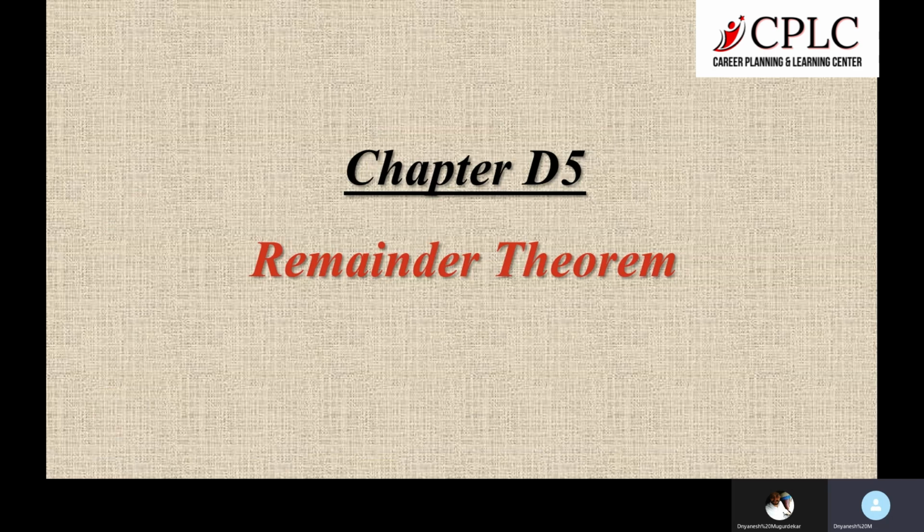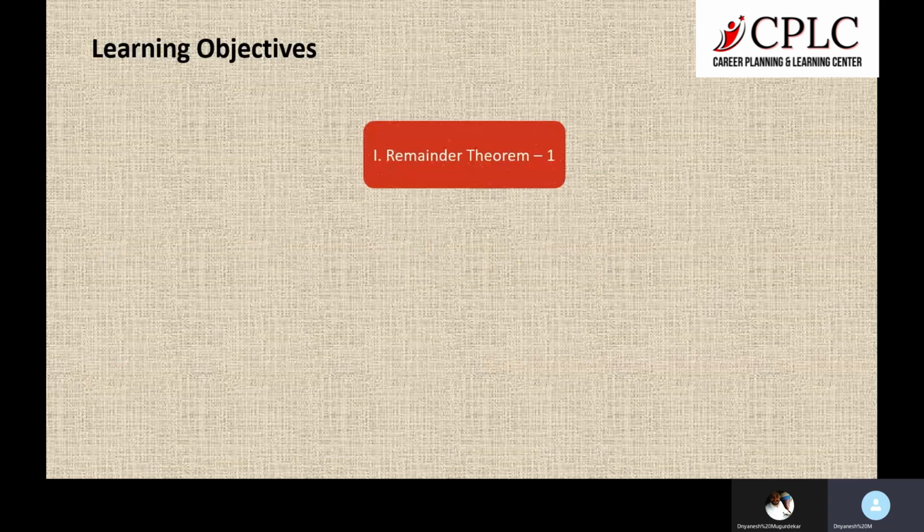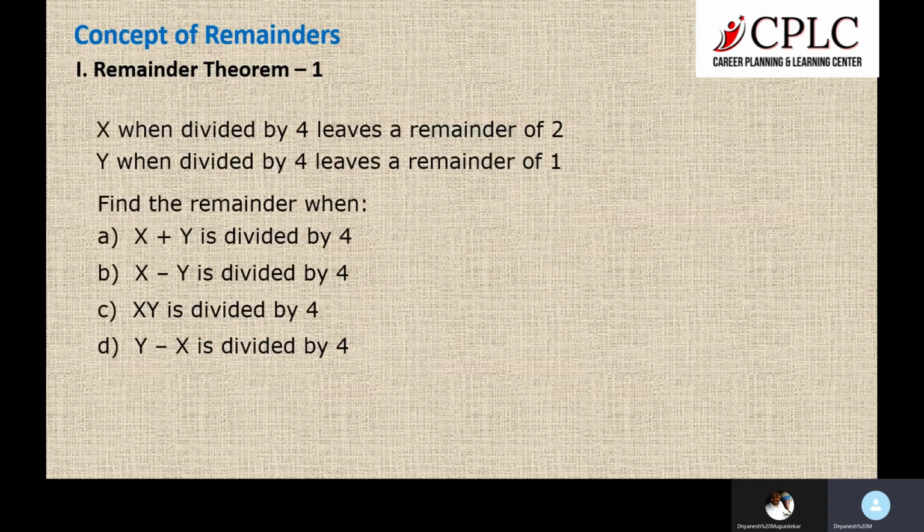Remainder theorem. Now let's see what this is all about. So what we have is a few statements with us which we need to analyze. The statements are: x when divided by 4 leaves a remainder of 2, y when divided by 4 leaves a remainder of 1. And then there are 4 questions.